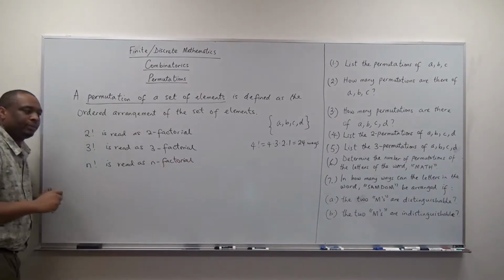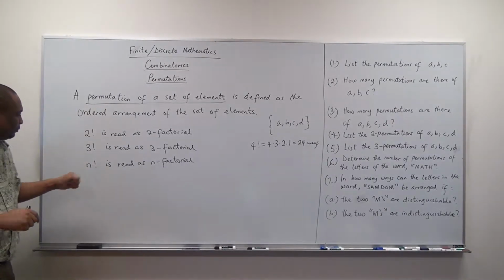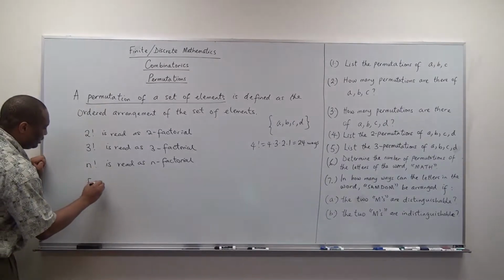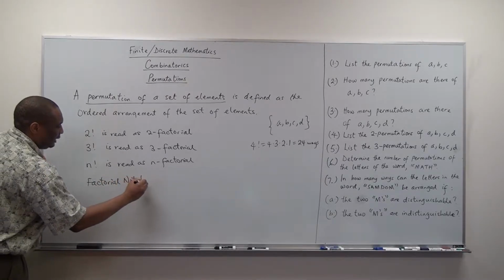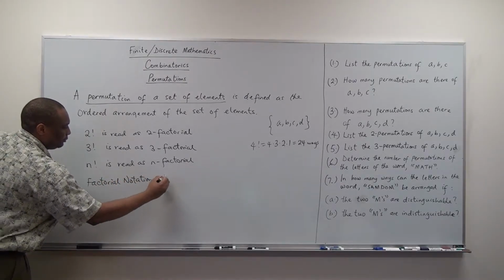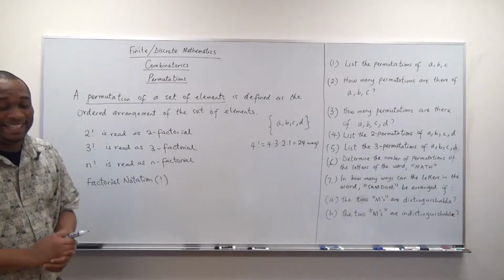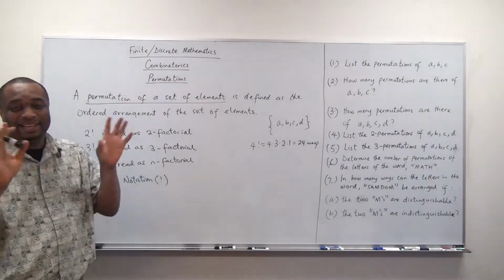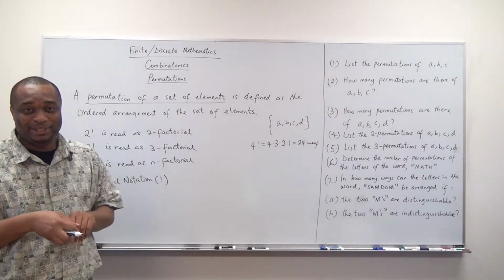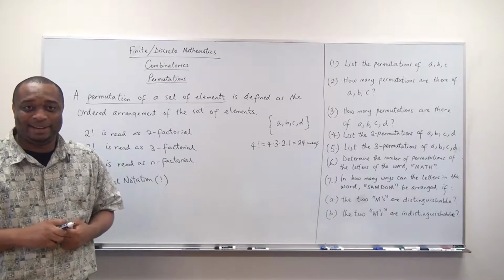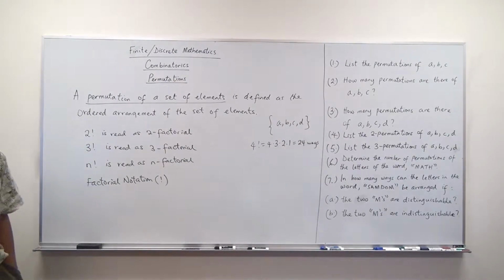N factorial. And this exclamation mark is what we call the factorial notation. I know you might say it is an exclamation mark in English. Yeah, we call it the factorial notation in mathematics. Imagine a symbol having 2 different meanings. In English it is the exclamation mark. In mathematics it is the factorial notation. Isn't that interesting?